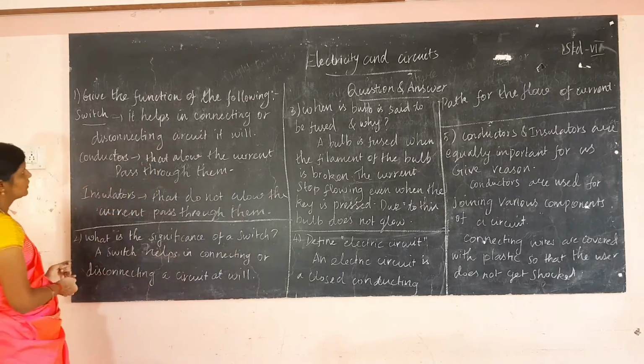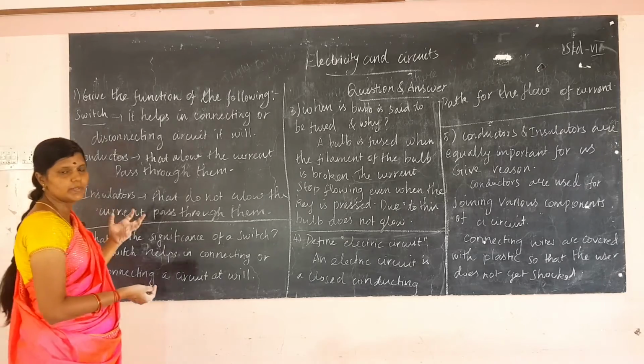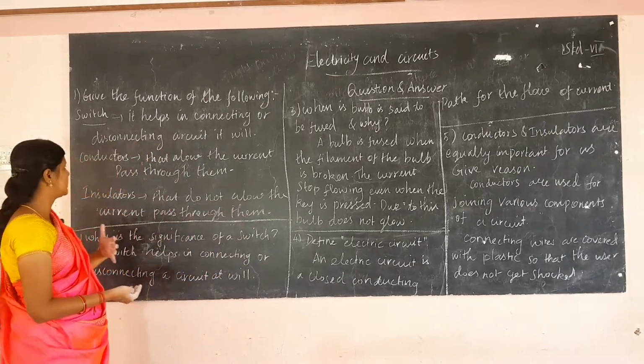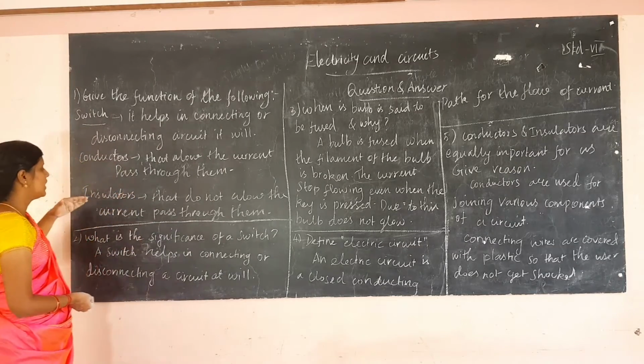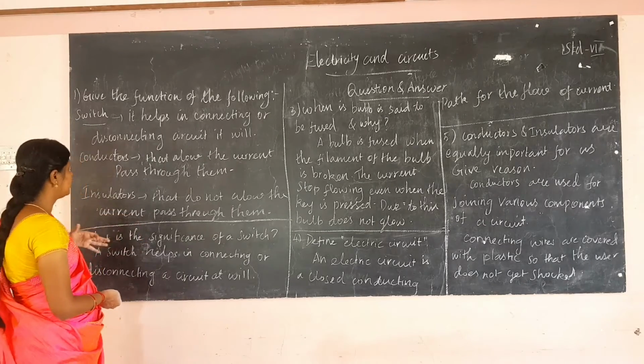Okay, give the function of the following: switch. It helps in connecting or disconnecting the circuit. Connecting and disconnect பண்றதுக்கு யூஸ் பண்றோம். And conductors are the materials that allow the current to pass through them, and insulators are materials that do not allow the current to pass through them.